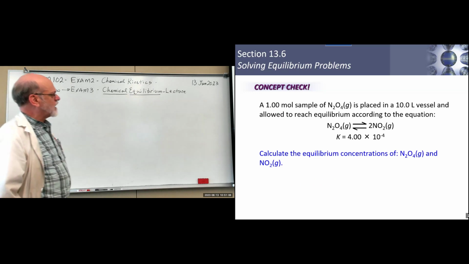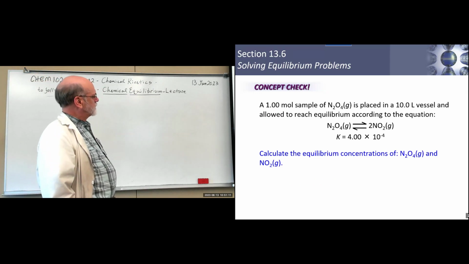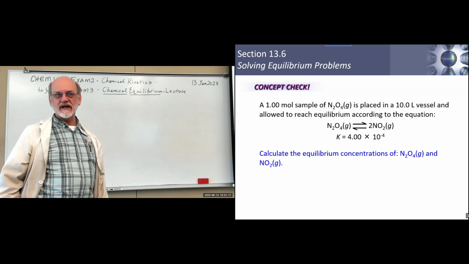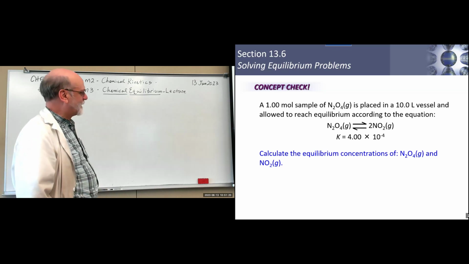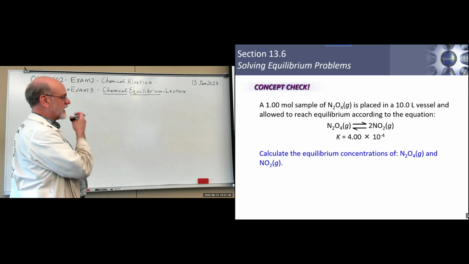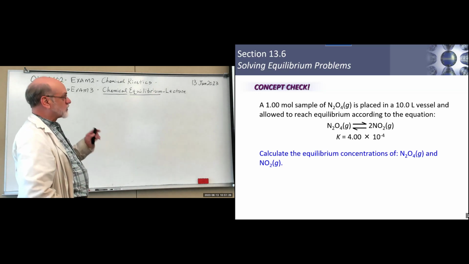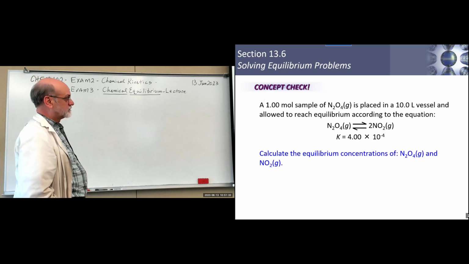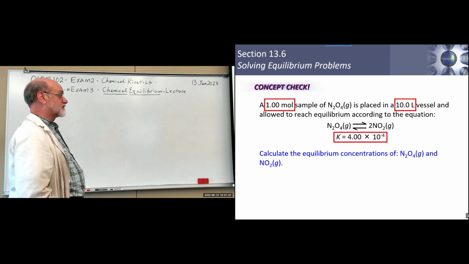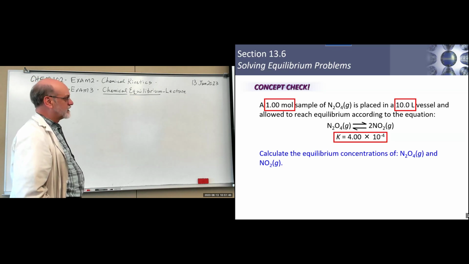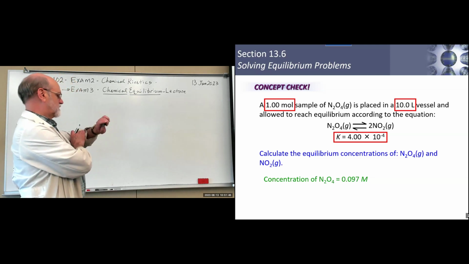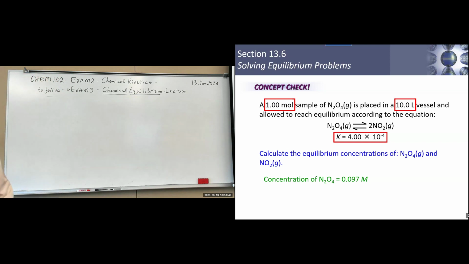Let's see, dinitrogen tetroxide is placed in a 10-liter vessel. So 1 mole in 10 liters is what molarity? 1 divided by 10 is 0.1. And you're given the K. What's the equilibrium concentration of N2O4 and NO2? Well, you start off with 0.1 molar, and so there's the given stuff. Is the equation balanced? Yeah, it's balanced. We're given the K, and then we set up our equilibrium expression. We'll come back to that one if we have time.